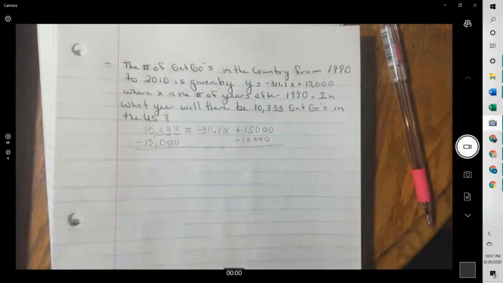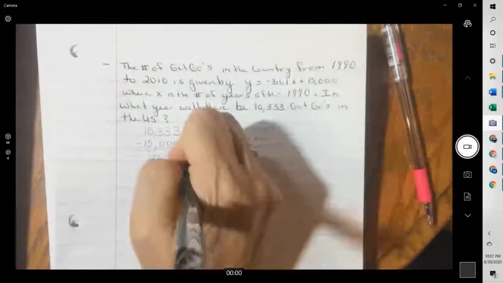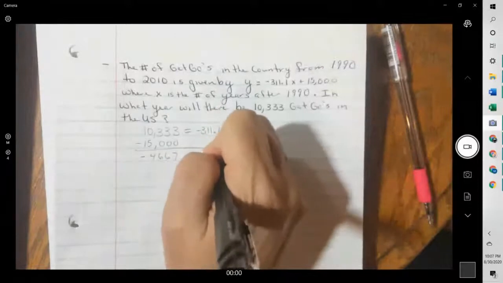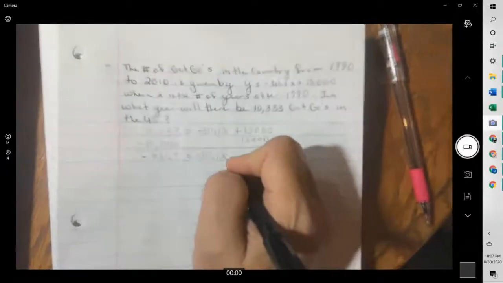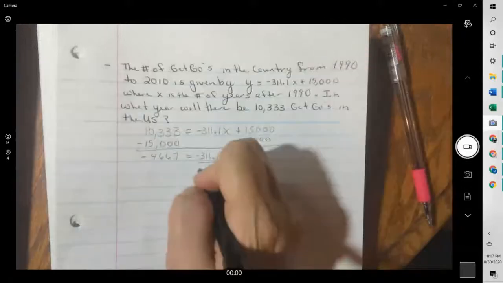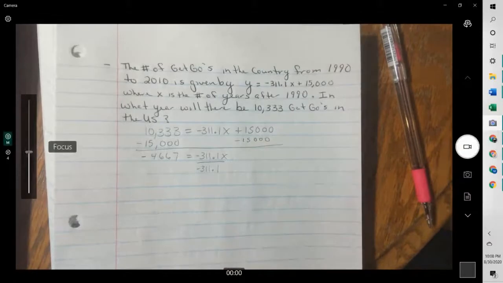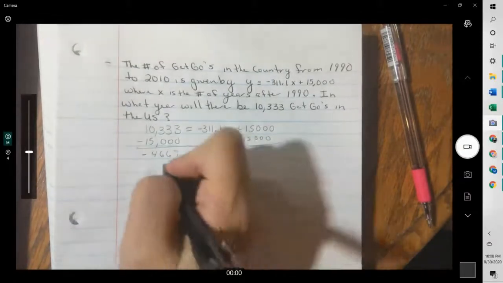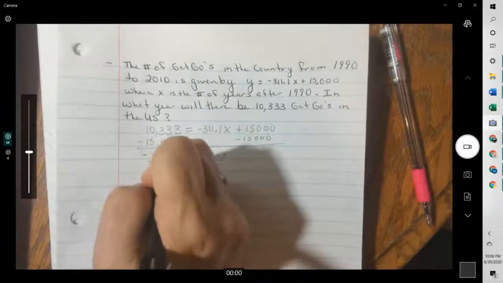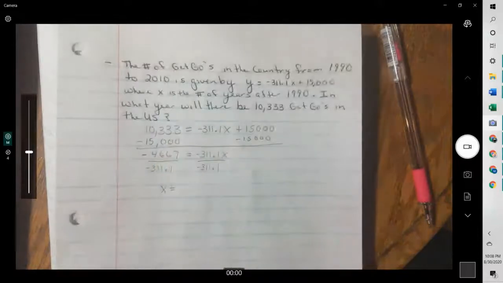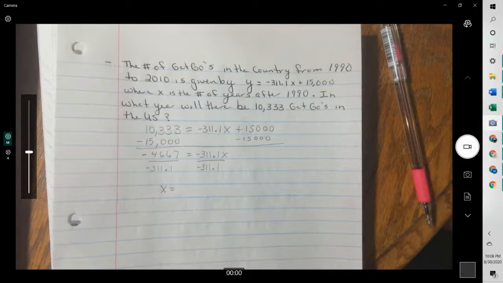And you get 4,667 equals, and it's a negative 311.1x. We're still trying to get x by itself, so we need to divide by that 311, and it's a negative. And when we do that, we get 15.